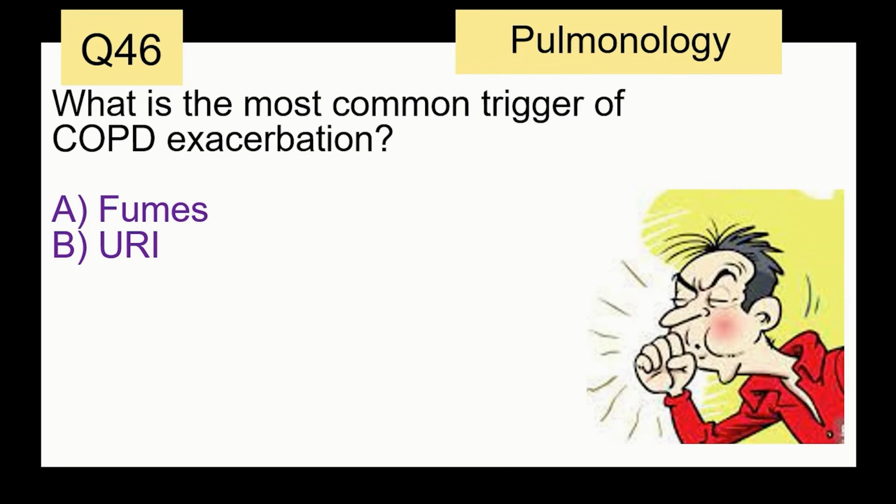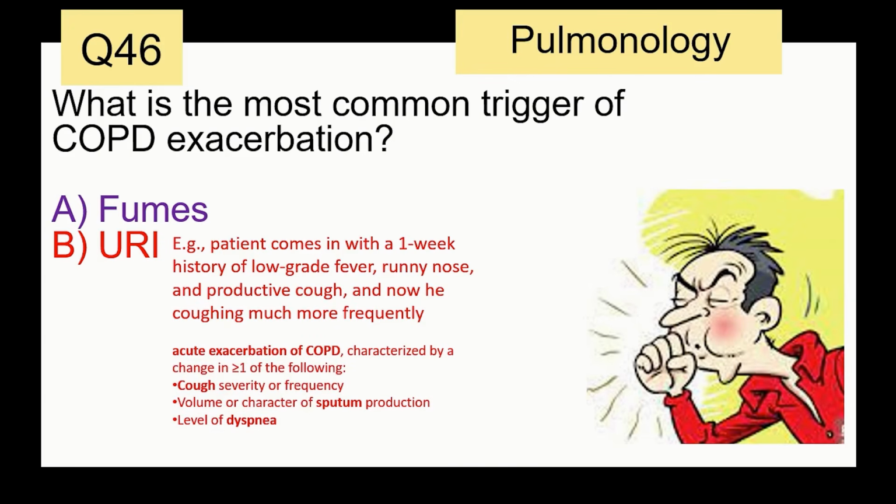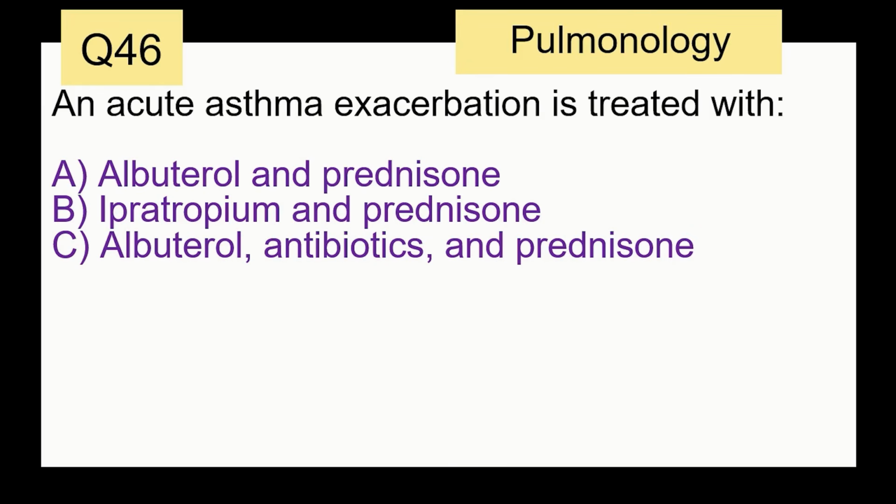Question 46. What is the most common trigger of COPD exacerbation? Interesting, I put the question in here, but it's URI. For example, a patient comes in with a 1 week history of low-grade fever, runny nose, and productive cough, and now he's coughing much more frequently. There could be a change in cough, severity, frequency, sputum production, or levels of dyspnea. 46. An acute asthma exacerbation is treated with albuterol and steroid.